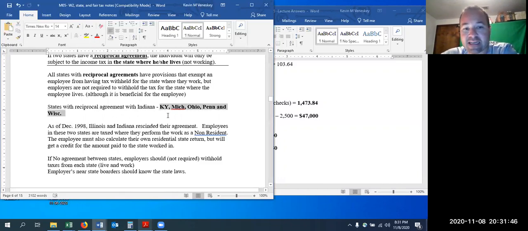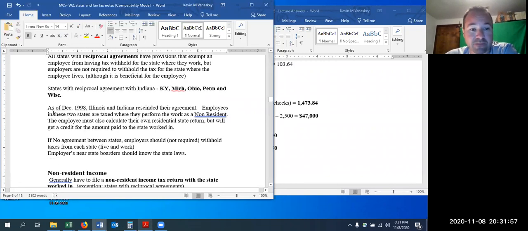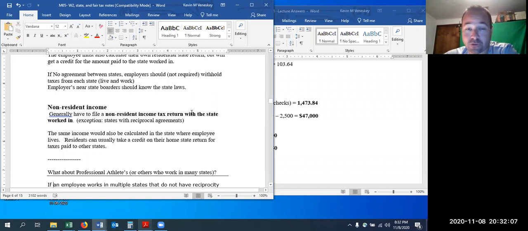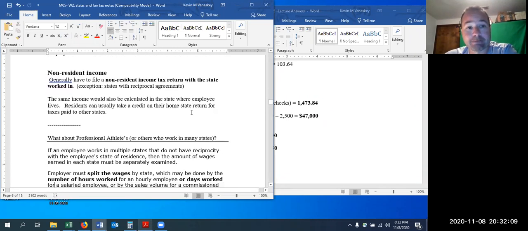So here are the states that Indiana does have reciprocal agreements with, and you can see even a couple of them here, Pennsylvania, Wisconsin, aren't necessarily bordered, but they still have a reciprocal agreement. So that's good. It's good to have as many of those as possible. If there's no agreement between the states, then unfortunately the employees have to file a tax return in each state that they earned money. So you could have multiple ones.